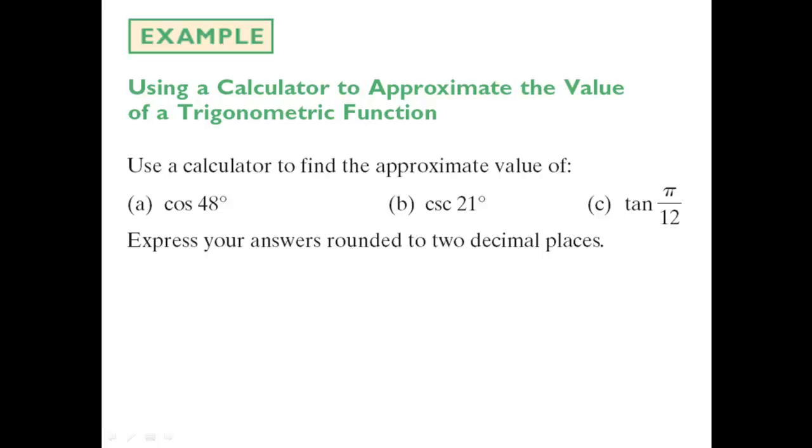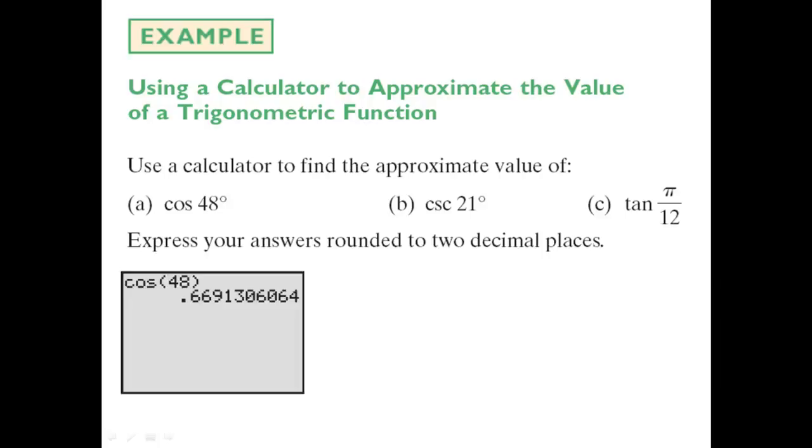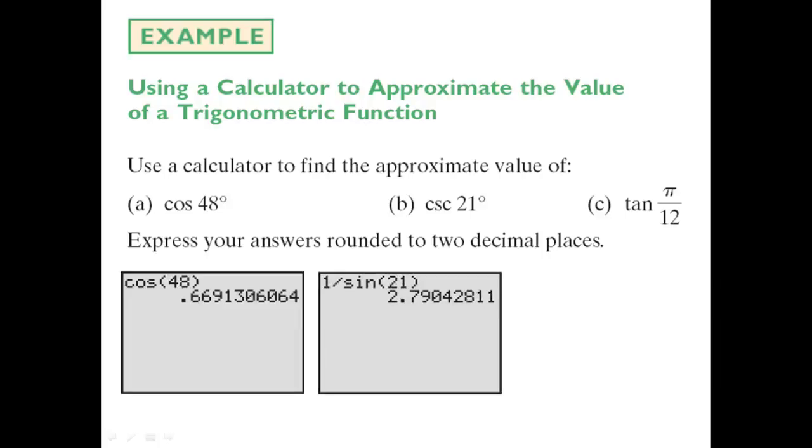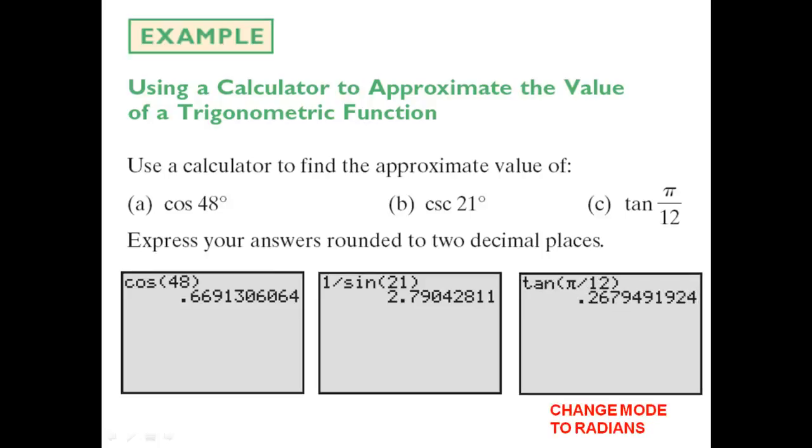Cosine 48 degrees, cosecant 21 degrees, and tangent pi over 12, just so you can check to see that you did those right. These are from a TI-84. And notice that the first two are in degrees and that last one is in radians, so if you don't change the mode on your calculator, you're not going to get it right.